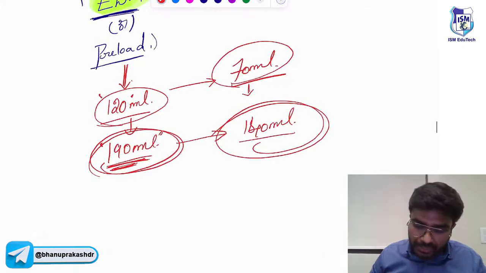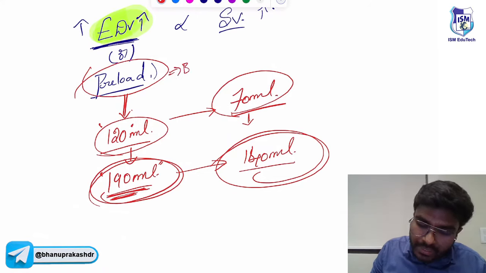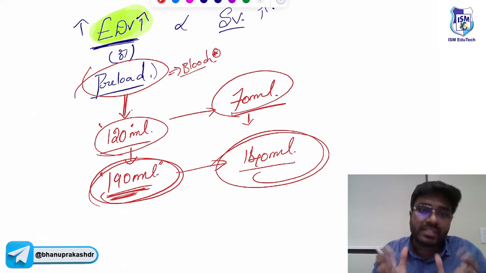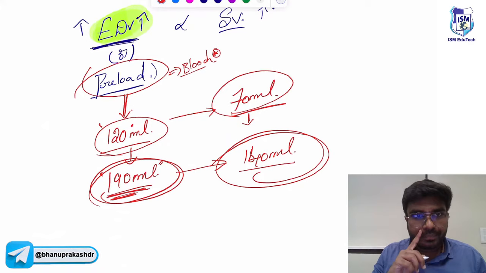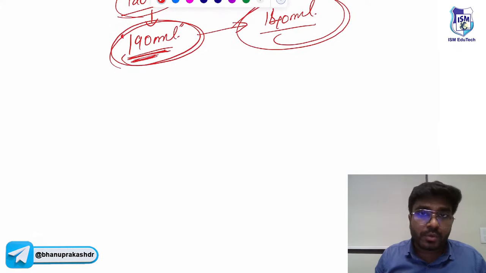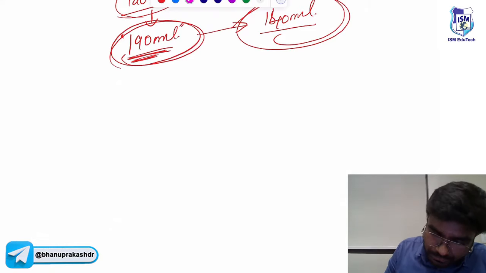So, you know the preload. Sir, what exactly is this preload? Preload is nothing but the amount of blood. How much is there, 120 or 140? That's called a preload. Most of the students, even in MBBS, know what is preload, but they don't know what is afterload, sir.